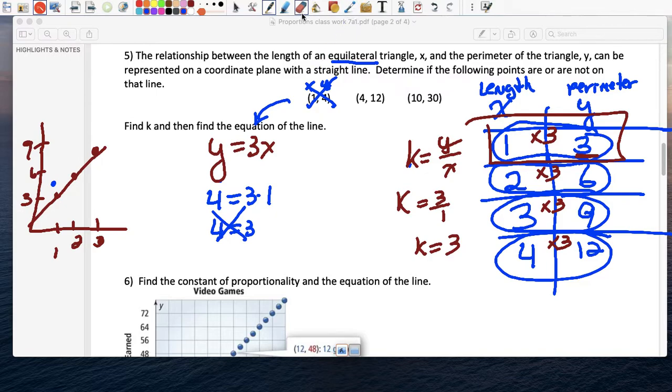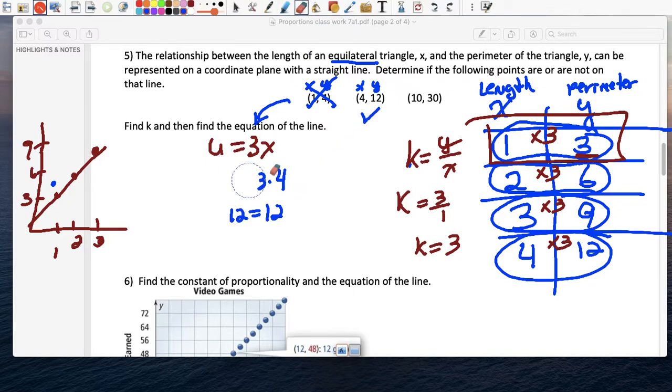4 and 12, let's substitute. So y is 12. This is y, this is x. Y is 12, and x is 4. 12 equals, and 3 times 4 is 12. So is 12 equals 12? Yeah, so that one works.